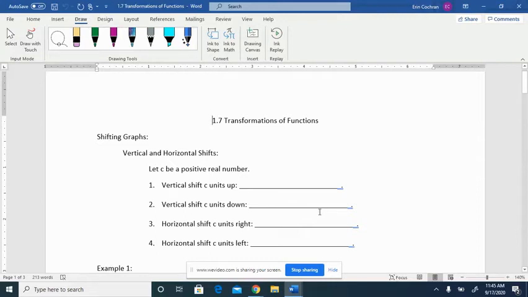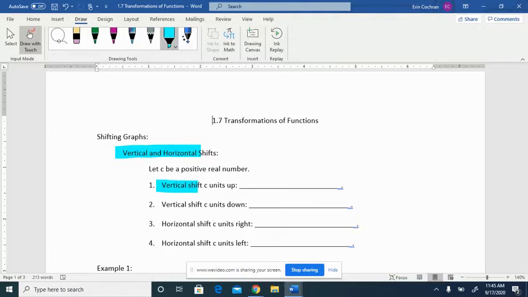All right, today we're going to talk about 1.7 transformations of functions. And this could be for quadratics, cubics, square roots, anything. So let's first talk about vertical and horizontal shifts. We're going to let c be any positive real number.